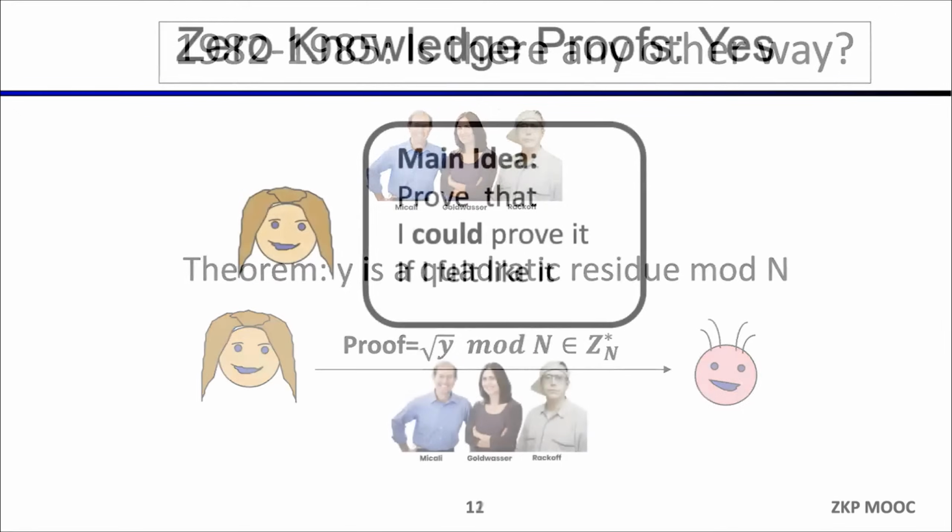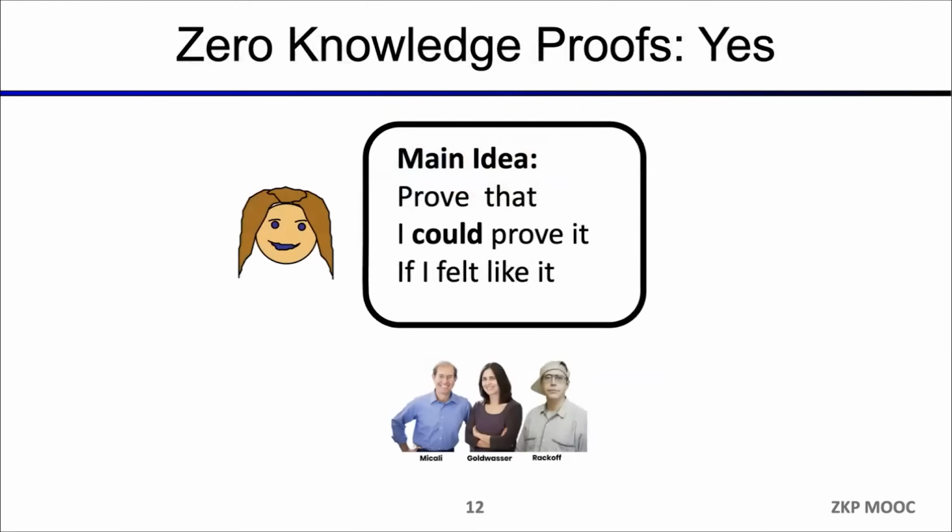The answer is yes. And the main idea, even without getting into the mathematics, is that the way that the prover will convince the verifier that the claim is true without giving away the NP proof, in the example of y is a quadratic residue mod n, without giving the square root, is to prove instead that I could prove it if I felt like it. So I'm not going to prove it to you, but I will prove that I could prove it.